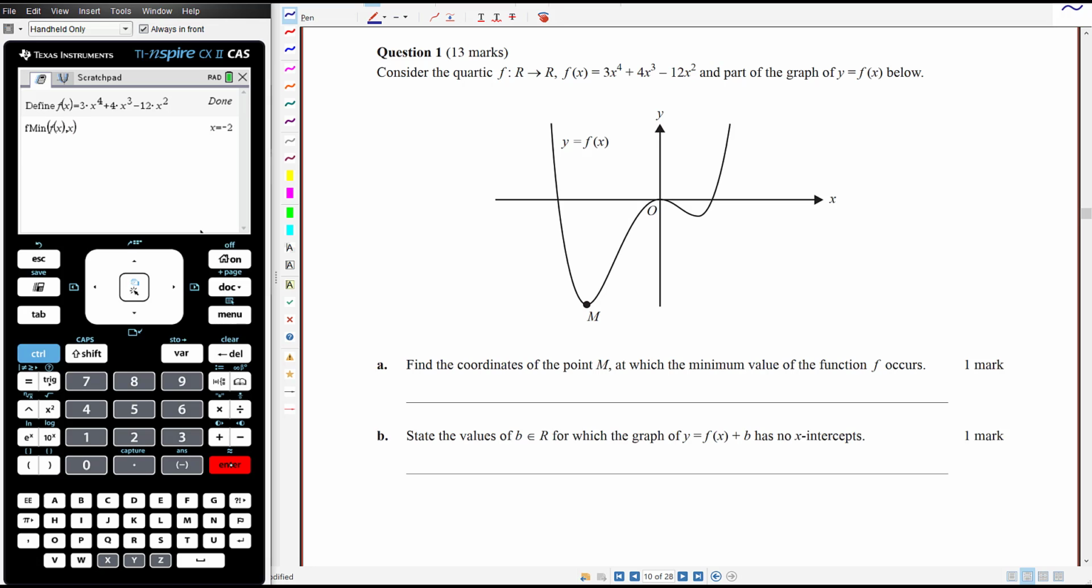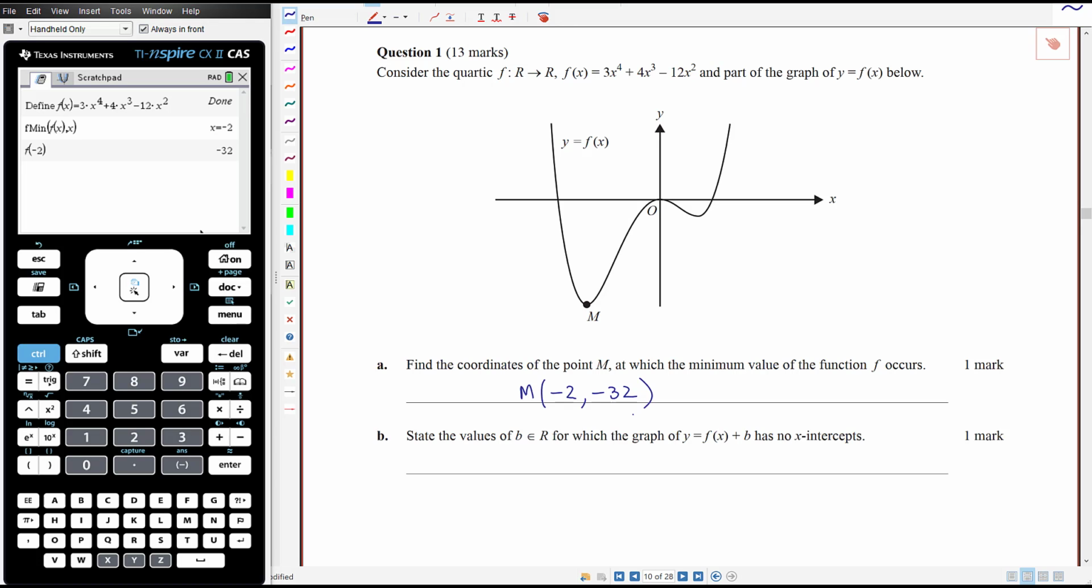Okay, so that happens when x equals 2, and then negative 2, which matches with what we're seeing on the graph, and f of negative 2 is negative 32. So M is negative 2, negative 32.